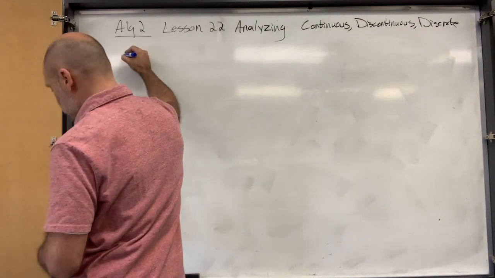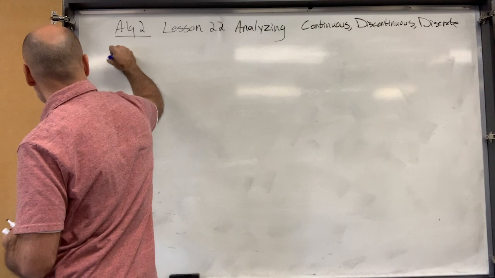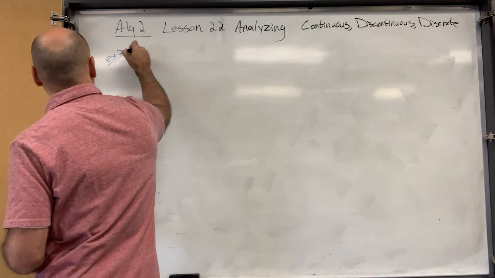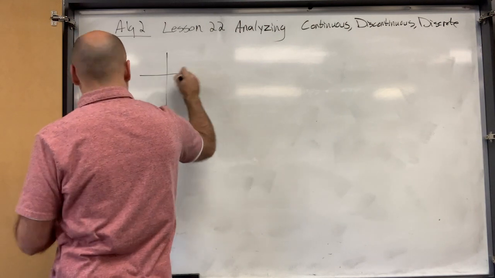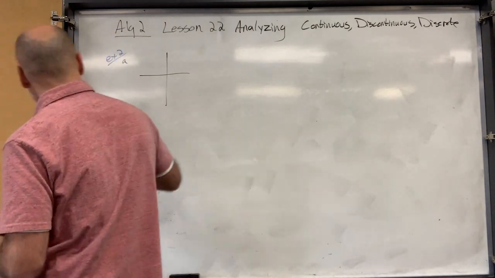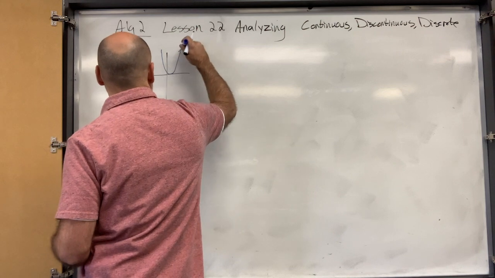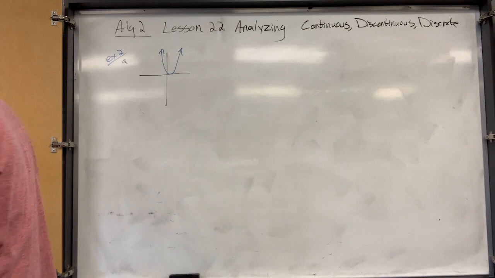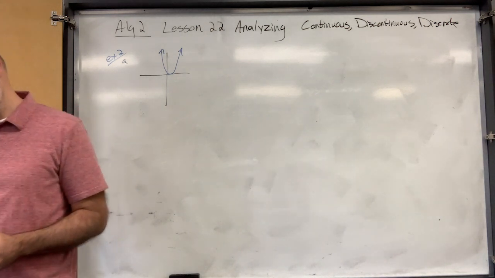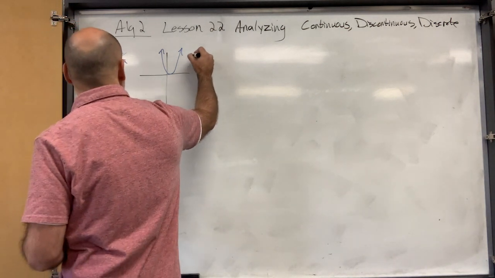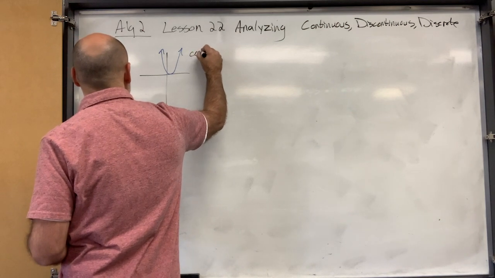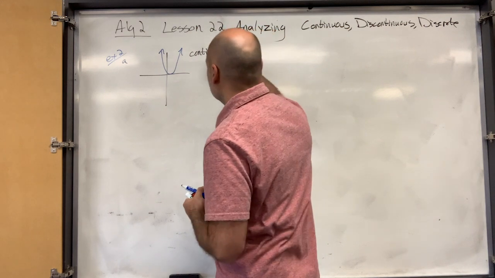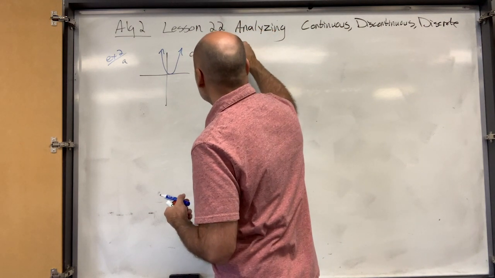So let's identify some types of functions. So this is example 2. Here's 2a. All right, this is a parabola and it represents a quadratic equation, but this is a continuous function. And it's a function because if you do the vertical line test, there's only one y value for every x value.